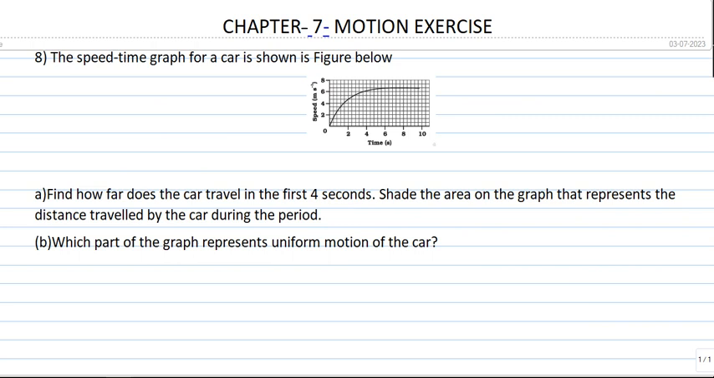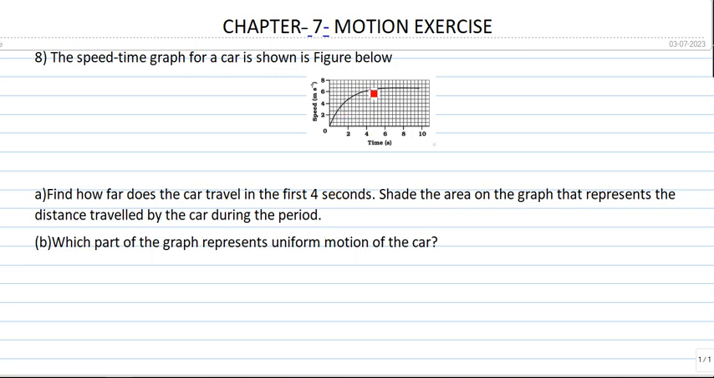The 8th question is again a graphical question. This graph is a speed time graph for a car. Again we have to note down whatever is given in the graph. We have speed in the y-axis, which is in meter per second, and time in the x-axis, which is in seconds. The first question is, find how far the car travels in the first 4 seconds. Shade the area on the graph that represents the distance traveled by the car during the period.